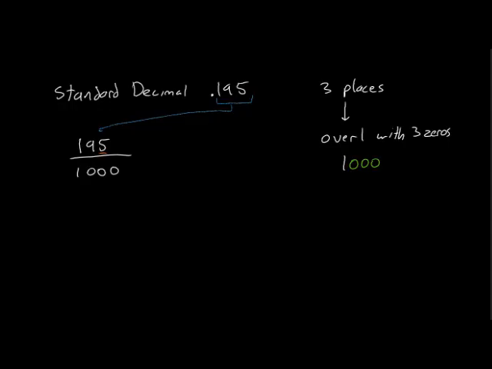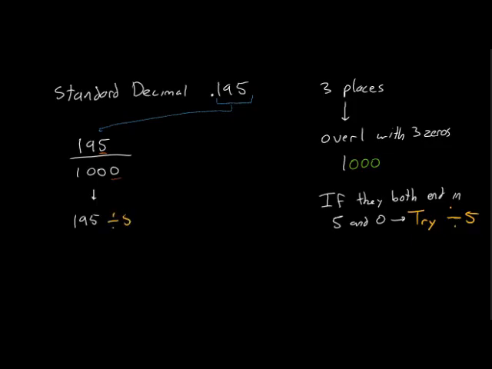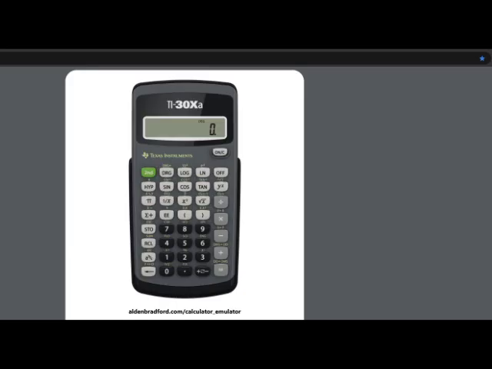Notice that both of our numbers end in 5 and 0. If your numbers end in 5 and 0, we can try dividing both of them by 5. I'll rewrite the fraction, and we'll write 195 divided by 5 on top. On the bottom, we'll write 1,000 divided by 5. We'll do both of these operations in the calculator, starting with 195 divided by 5. When we say 195 divide by 5, we end up with 39.